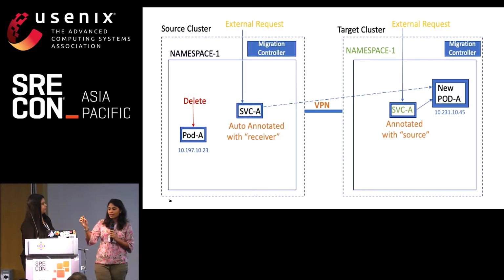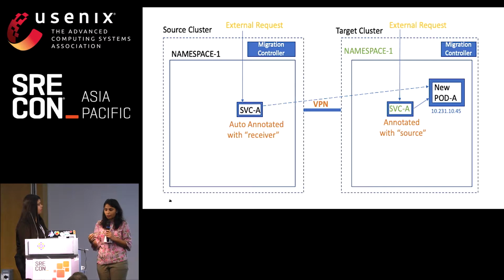Now, you can see we have annotated the target cluster with the source annotation, which automatically makes the source service annotate with receiver. Hence, now both of the service endpoints will be pointing to the new pod A, and we are good to go and delete pod A in the source cluster. And now you can see we have seamlessly migrated pod A from source to target without any impact on the external requests, as well as having maintained the SLA for our services.